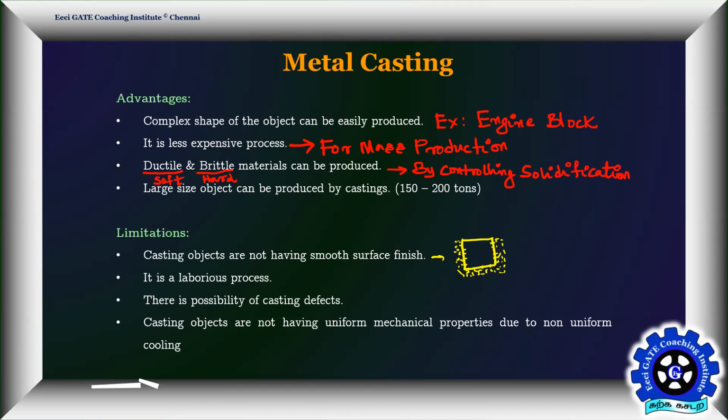Next, castings do not have uniform mechanical properties due to non-uniform cooling. Because you don't have proper uniform cooling. Why? Because obviously, when you pour liquid metal into this, okay, this is your sand, so this middle one is your cavity. When you pour liquid metal into this, from where does your solidification start? Your solidification starts from the wall side, right?